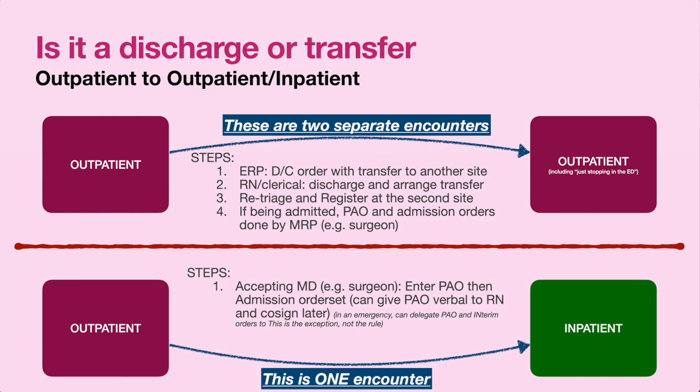In emergencies where there is no time and you have to do this, or the surgeon has his hand bloody in an operation, this can delegate the PAO and interim orders, not the full admission orders, PAO and then interim admission orders to the emerge docs. This is the exception rather than the rule. The PAO is expected to come from the accepting MRP who's going to take care of the patient. And these are organizational rules, not ED rules. When that's done, the RN and the clerical staff will admit the patient. They will treat this as an admission, not as a discharge, and will arrange transfer to the bed on the other side.